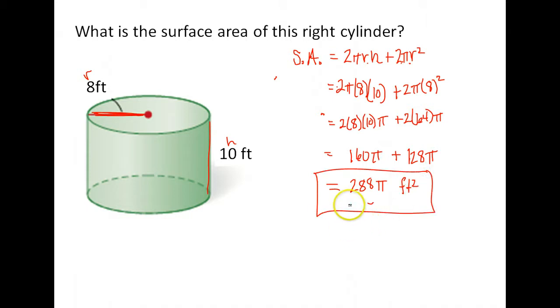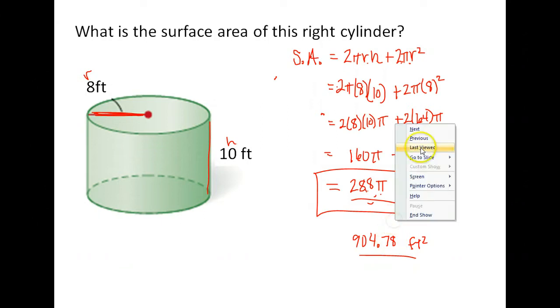If they want you to go ahead and multiply it out, go ahead and multiply and round. Go 288 times pi. It is 904.78 feet squared. So both of these are correct answers. Just depends on whether they want it in terms of pi or rounded to the nearest decimal.